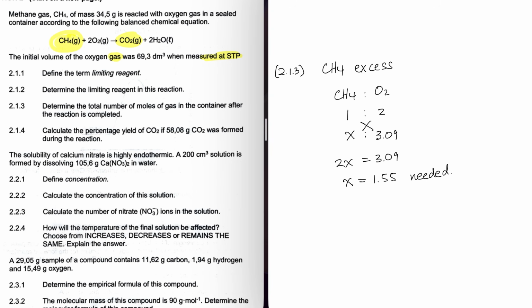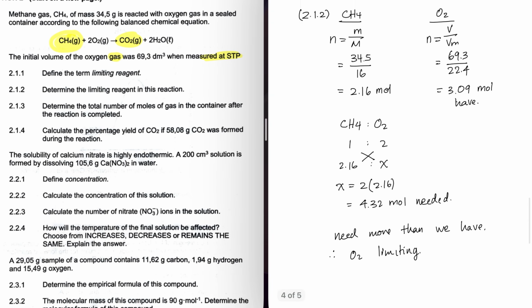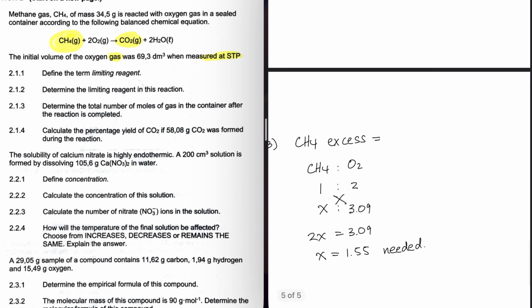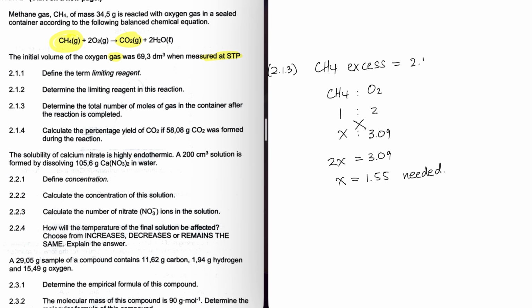So the amount that's in excess is going to be the amount that we started with, which is 2.16, minus the amount that is used, so 1.55, and that is equal to 0.61 moles. So this is the amount that's left.